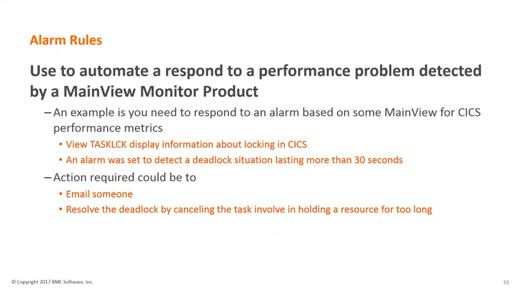Now, alarm rules are exceptions or messages that are generated by MainView Alarm Manager, which is out there monitoring metrics in the MainView ecosystem, depending on what you've told it that you want it to monitor. So let's take an example of this. Let's say that we're looking at locking in CICS, and we have an alarm set up to generate an alert anytime that you have a deadlock lasting more than 30 seconds. And there are things you may want to do with it. Maybe you want to send an email, maybe you want to cancel the transaction, maybe just write a message to the console. You can take any of the actions you normally would take in AutoOperator.